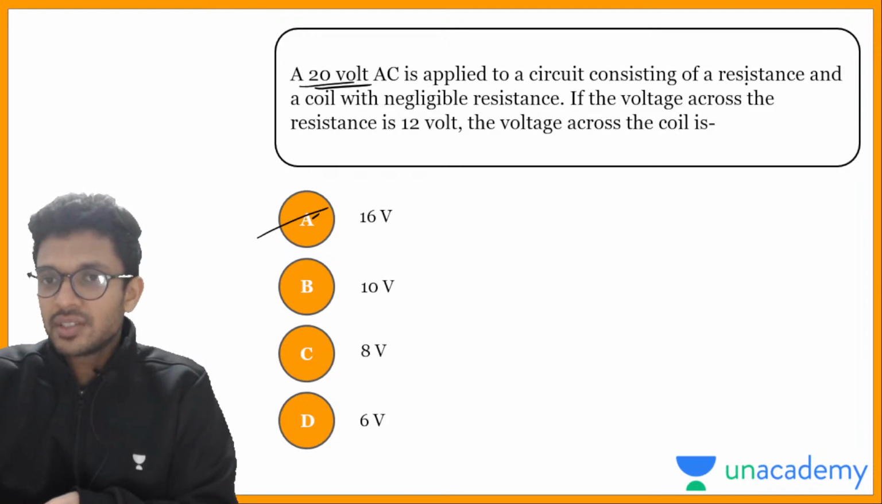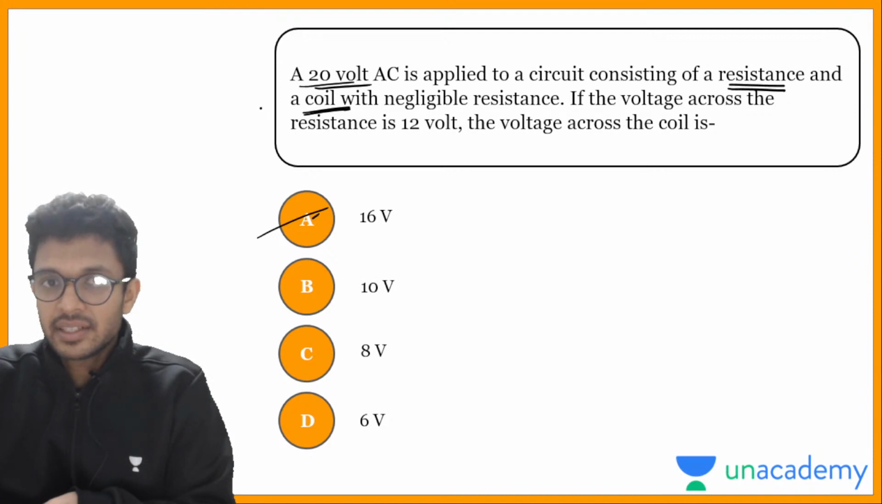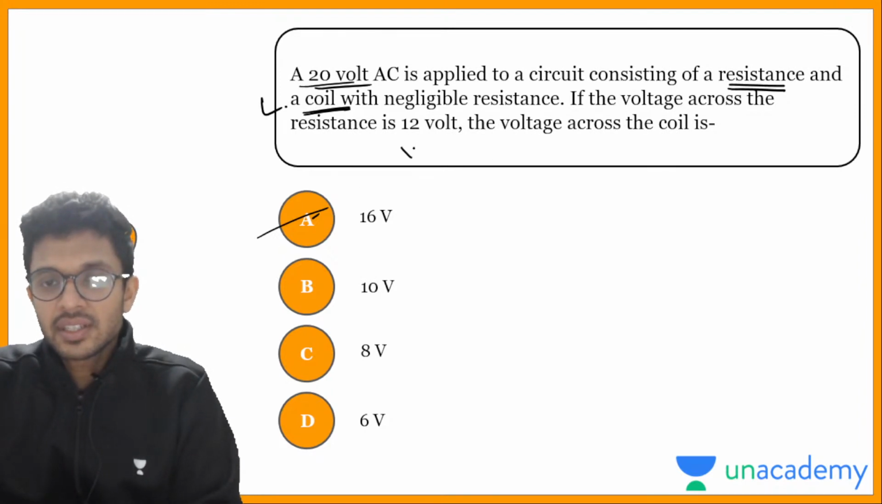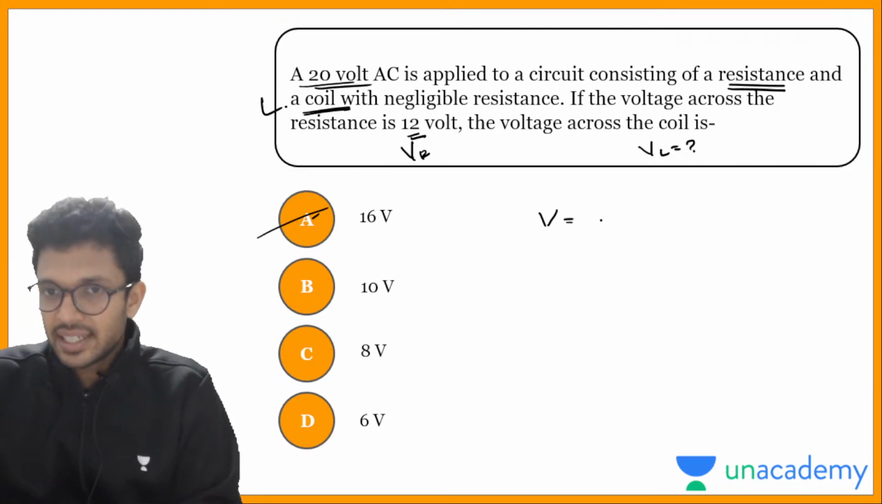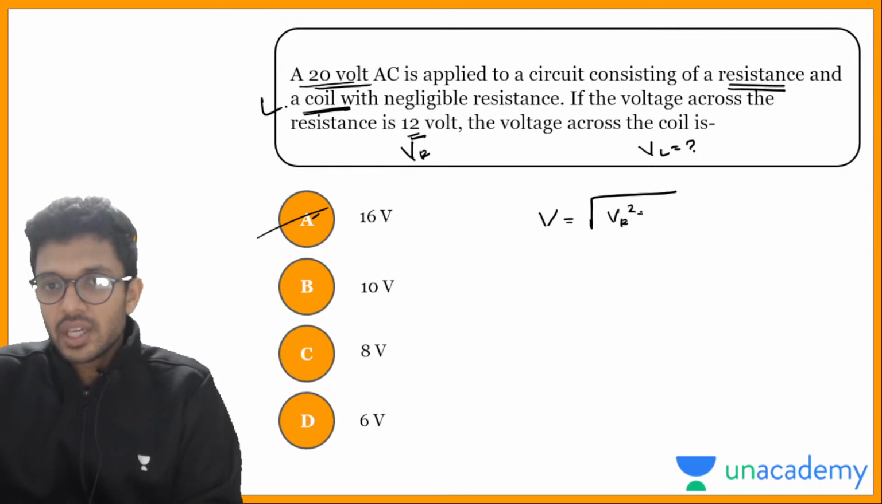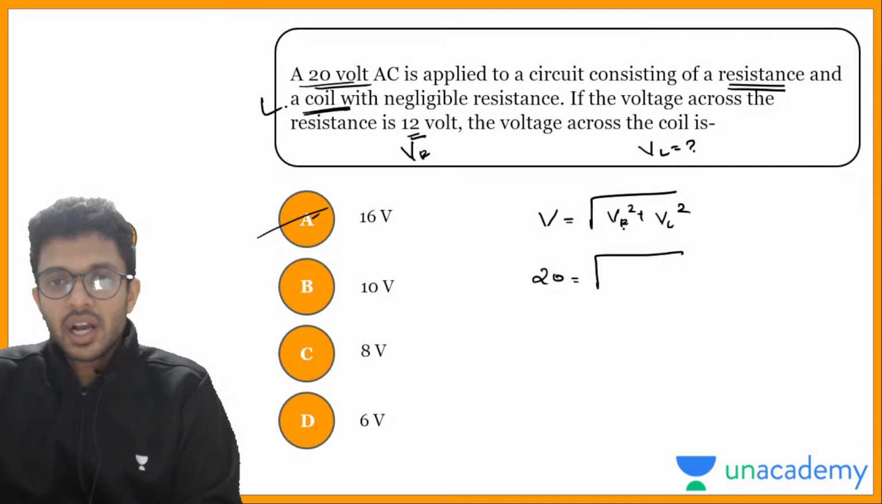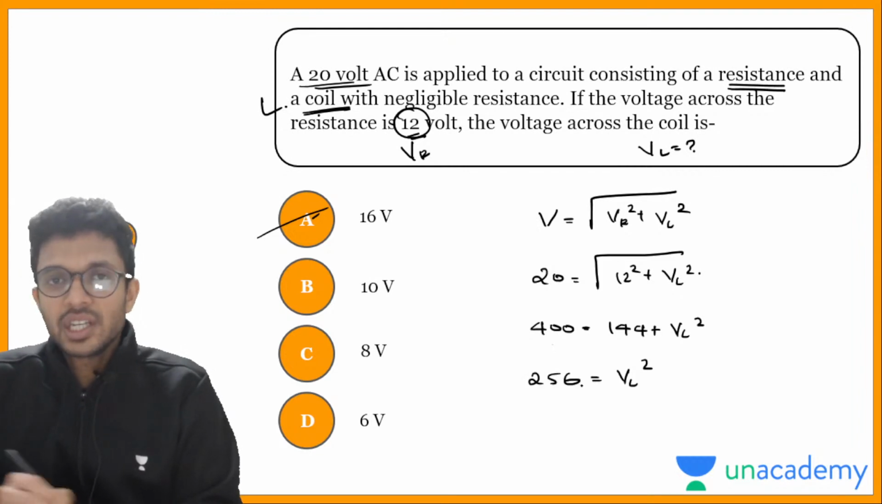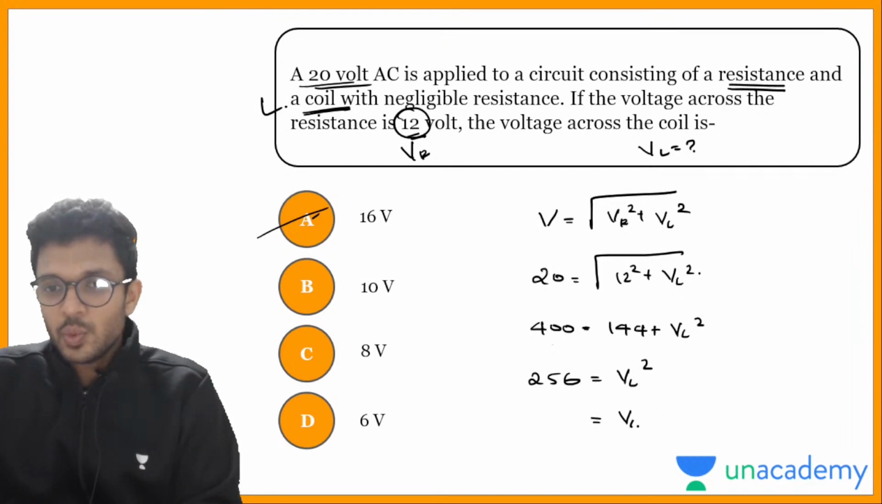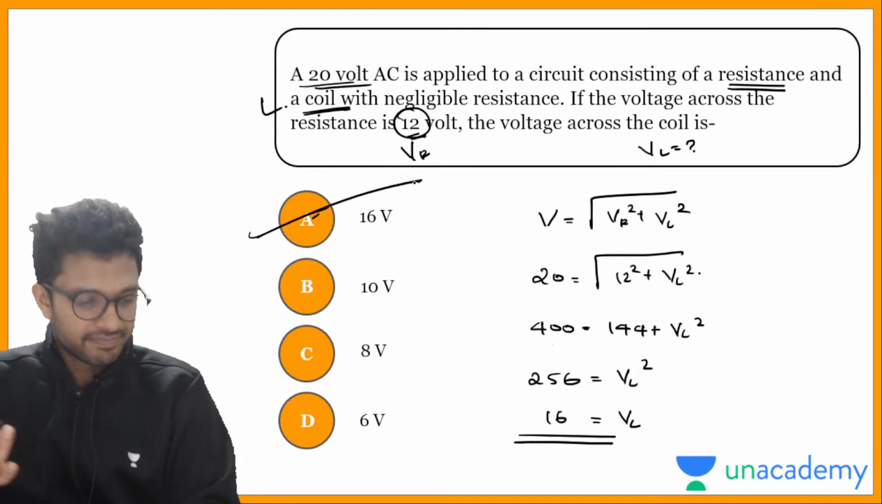A 20 volt AC is applied to a circuit consisting of a resistance and a coil. Coil means inductor. So we have a resistor and an inductor. If the voltage across the resistor VR is 12, what is the voltage across the inductor? What's the formula connecting all these three? The total voltage applied across the resistor and inductor together, from the AC chapter, is root of VR square plus VL square, isn't it? V is 20, VR is 12 given. So 400 is equal to 144 plus VL square, squaring both sides. So VL square is 400 minus 144. Do we need a calculator? No. 400 minus 144 is 256. So VL is root of 256, which is 16. Answer A. Got it.